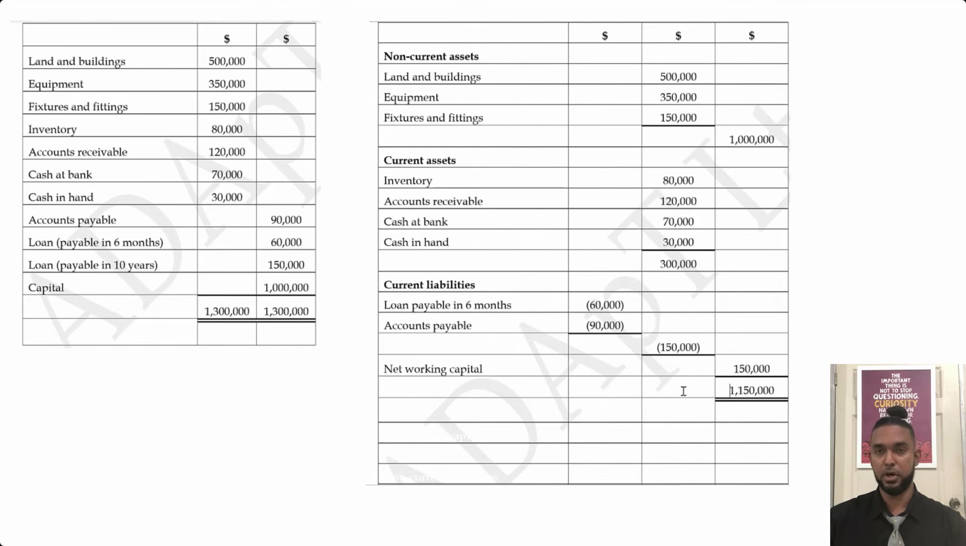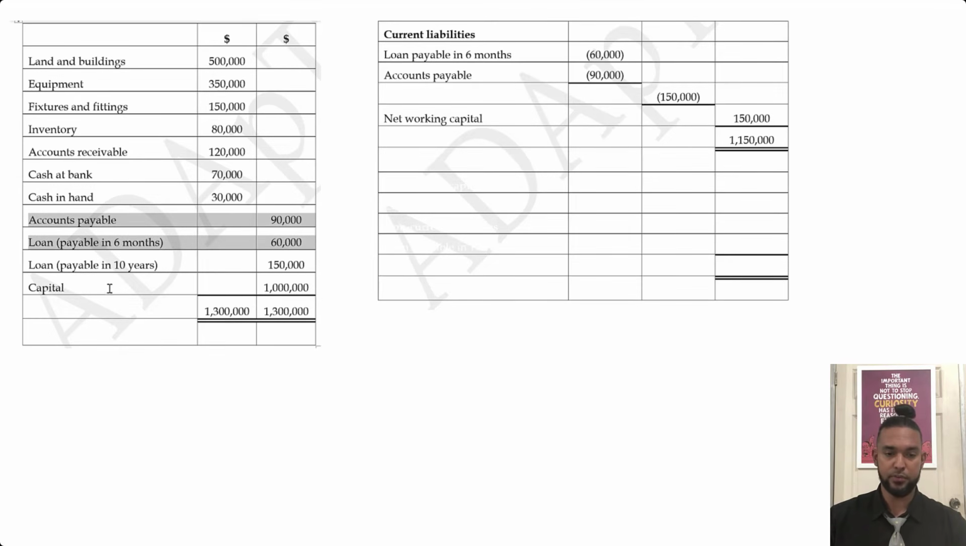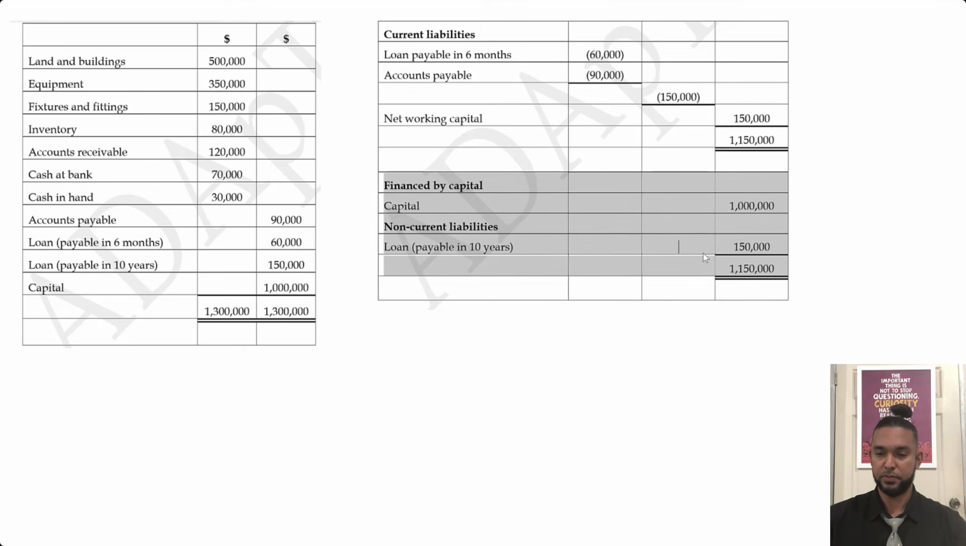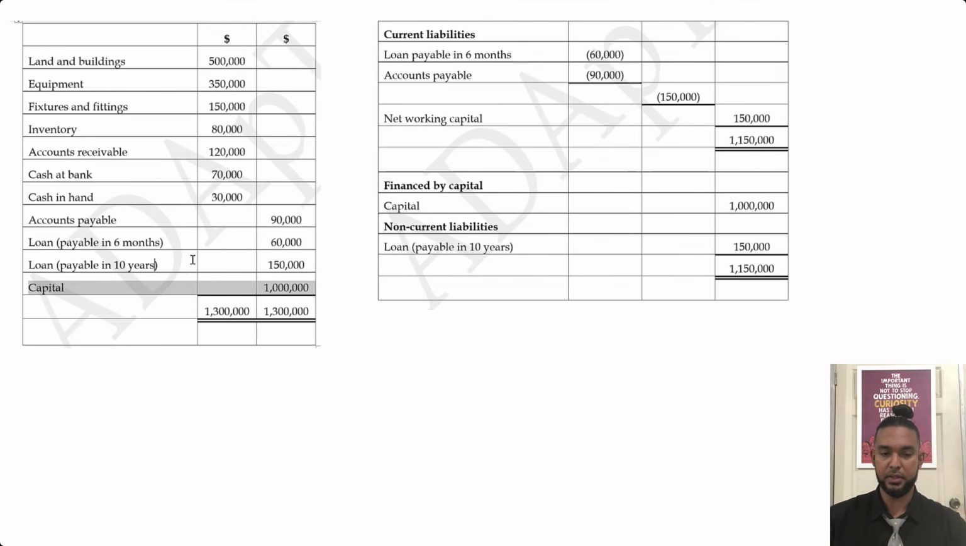Now I'm going to scroll down a little bit so you can see the rest of the balance sheet a bit more clearly. Okay, so what do we have left? We have capital and the non-current liabilities. So let's put everything in one time, shall we? Right, so financed by capital, 1 million, which matches with the item across here. And then the non-current liability goes here as well. 1 million plus 150,000 is 1.15 million, which matches with the figure on top here, right?